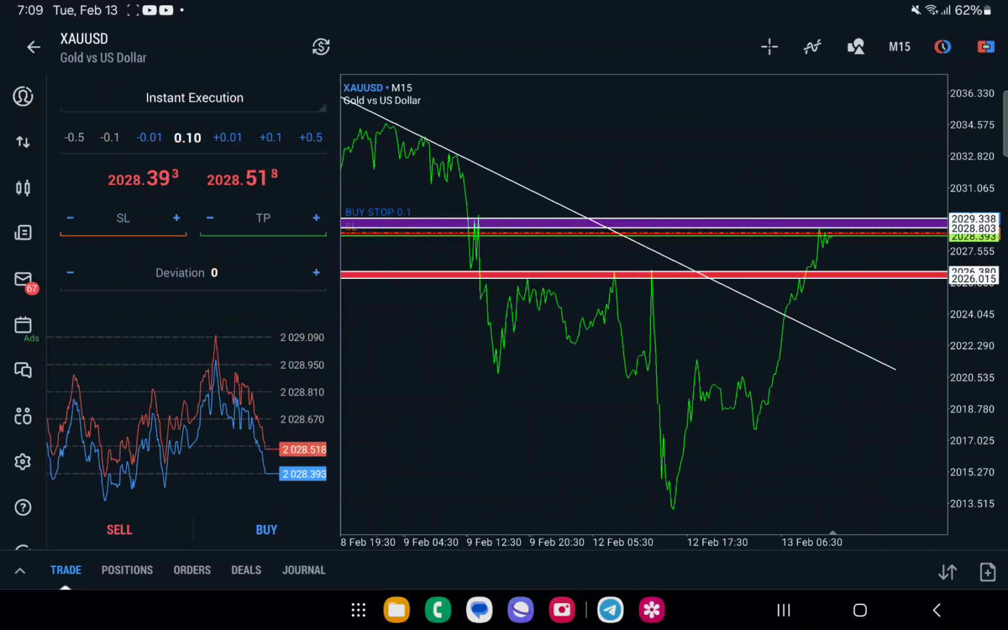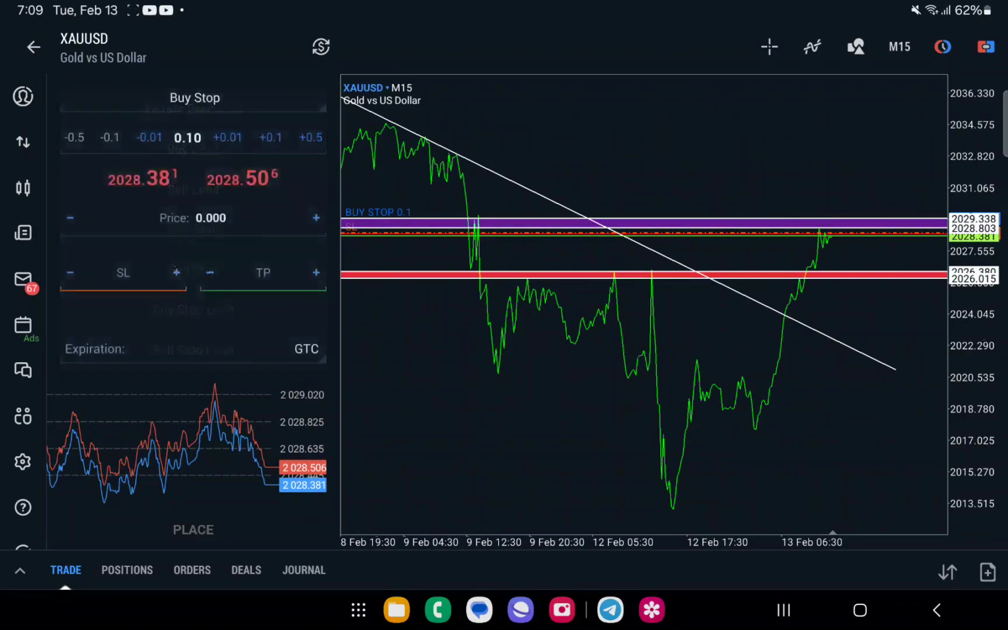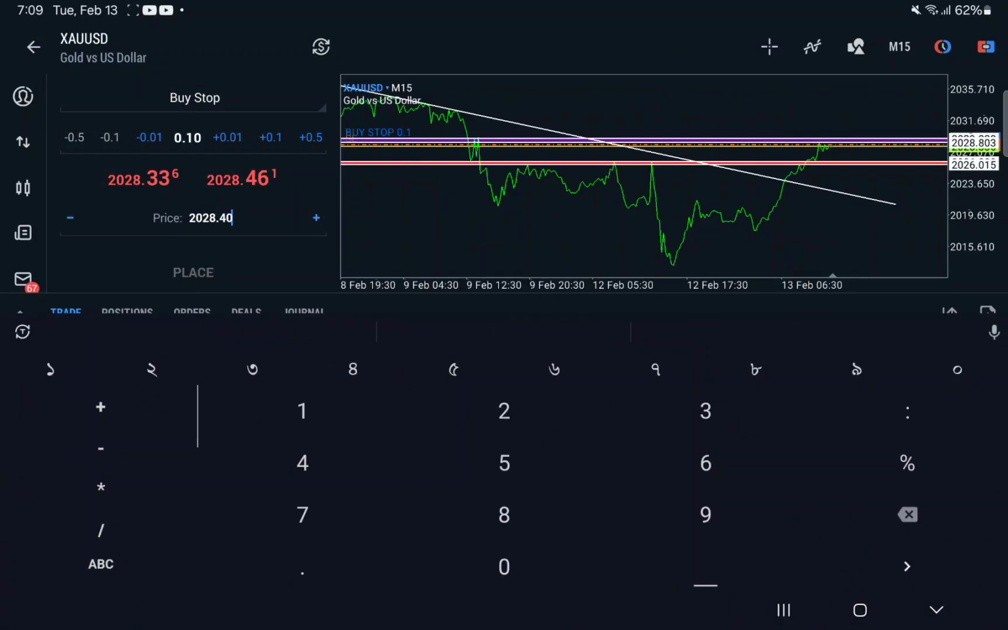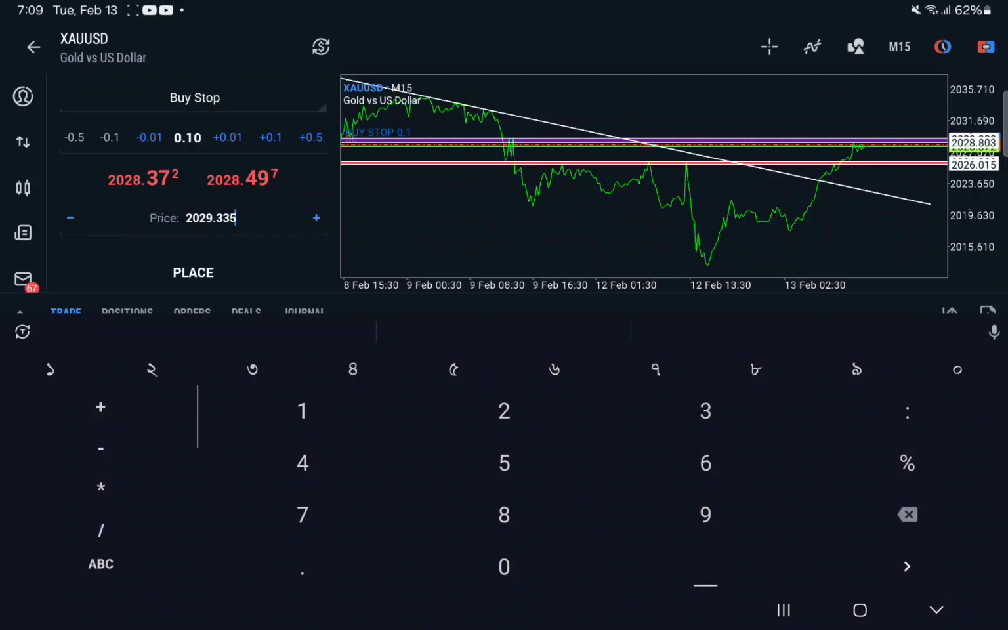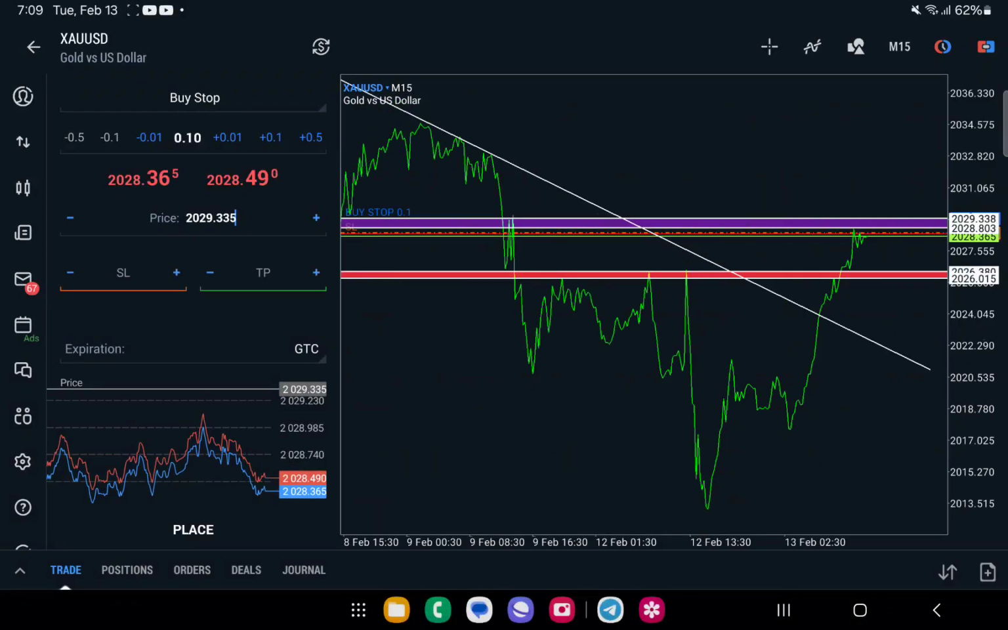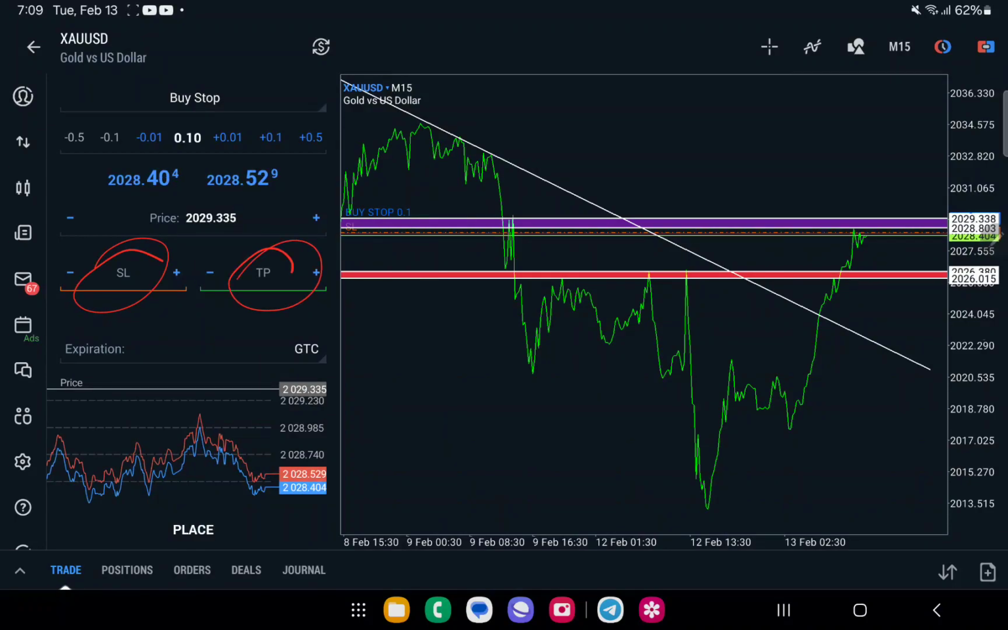Click on trade and again select buy stop, and what is our price line? 2029.335 or something else. We don't need to set TP or SL for news time. This is my recommendation. So if it hits our buy stop, then we can easily put our TP or SL. Or if it hits our sell stop, then we need to close it immediately.